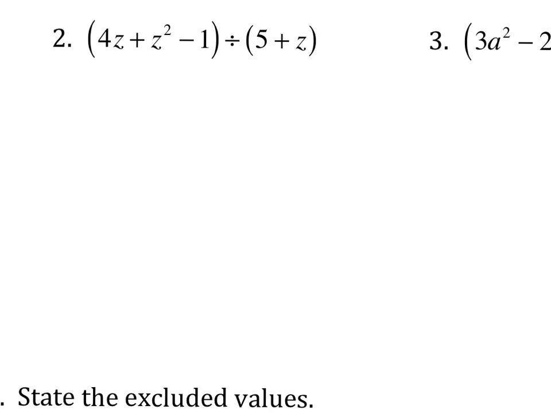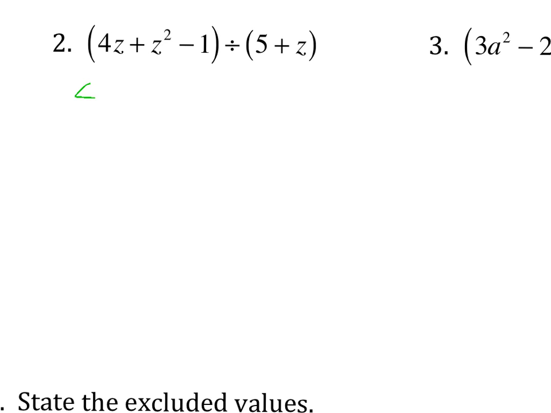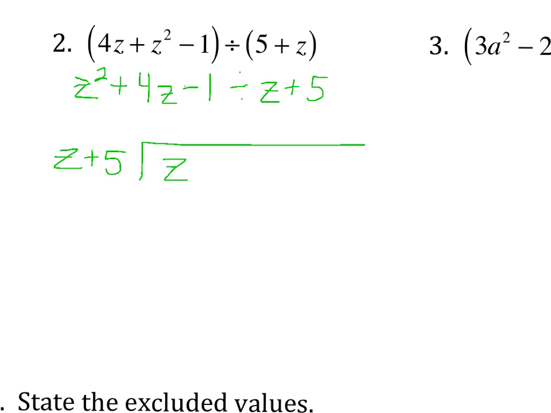For number 2, we can see that the problem starts off a little bit out of order. So before we divide, we want to write the first one and the second one in order. So let's put z squared first. So we have z squared plus 4z minus 1 divided by z plus 5. That will help us keep everything straight. So the z plus 5 is going to go on the outside, and the inside will be z squared plus 4z minus 1. And we need to multiply a z by a z to get a z squared.